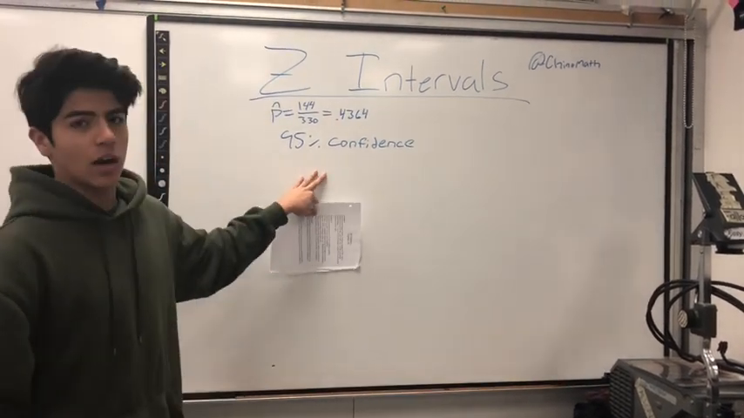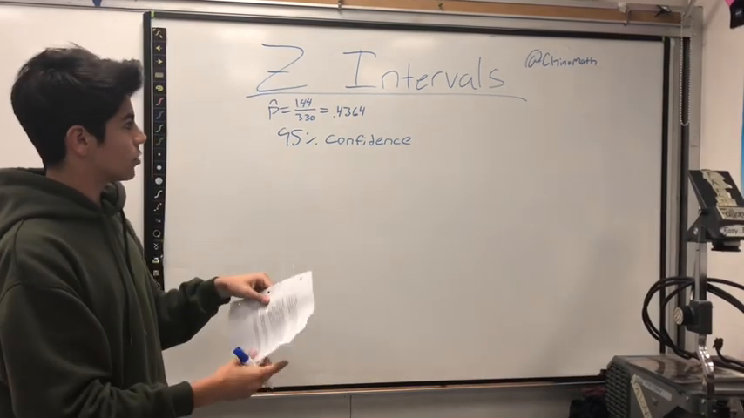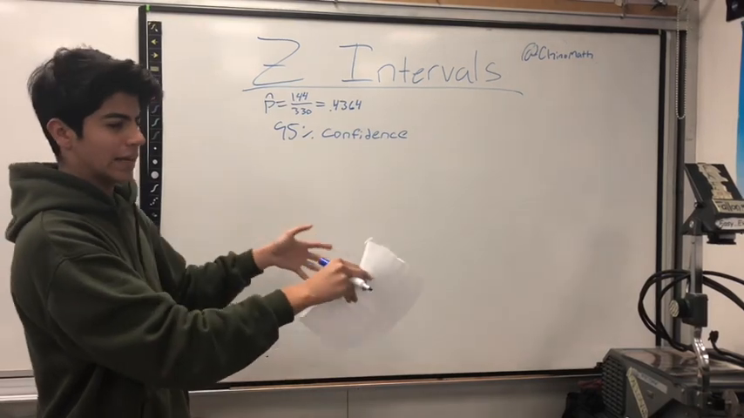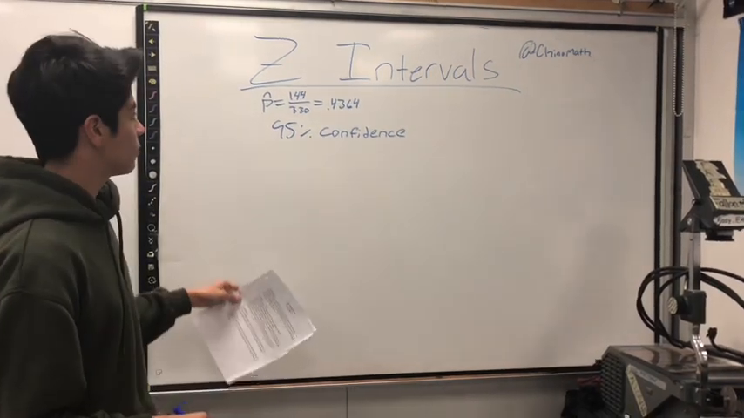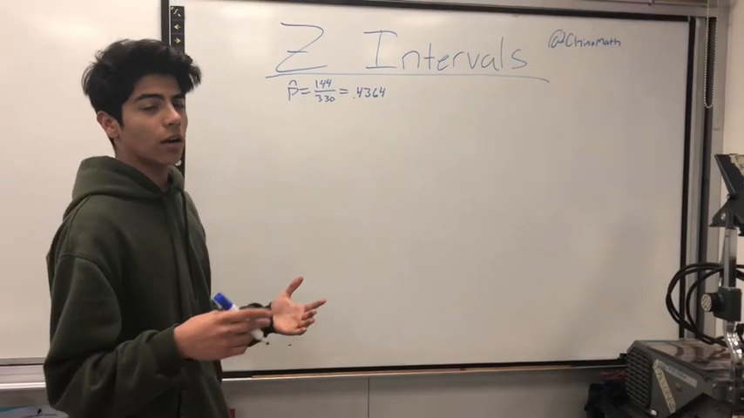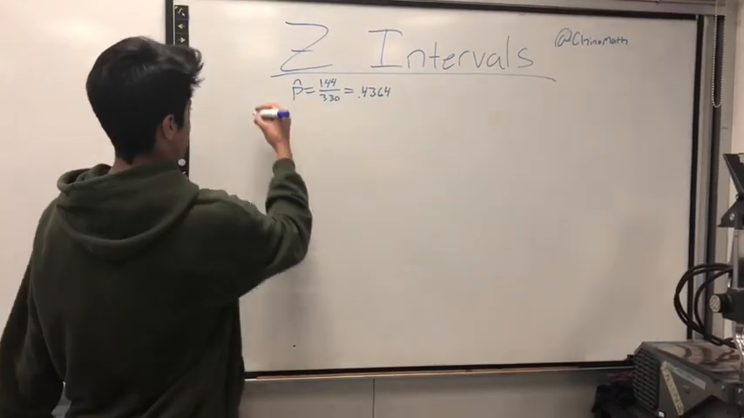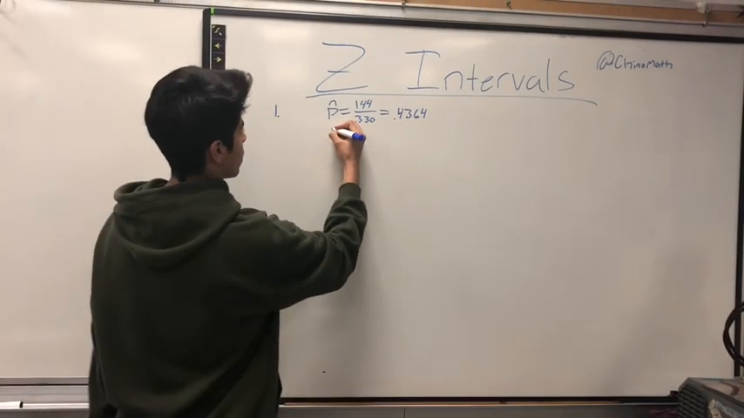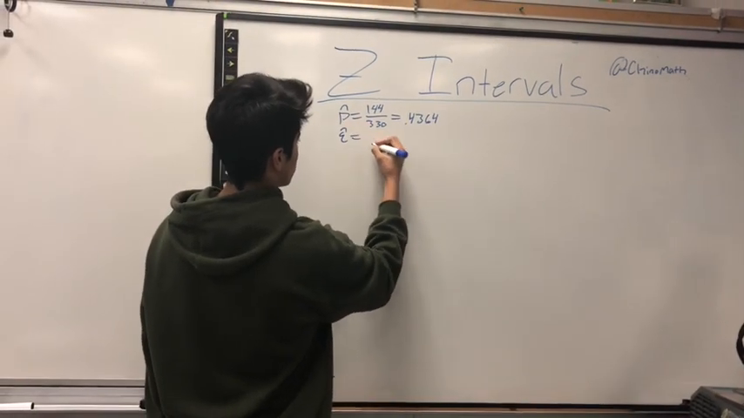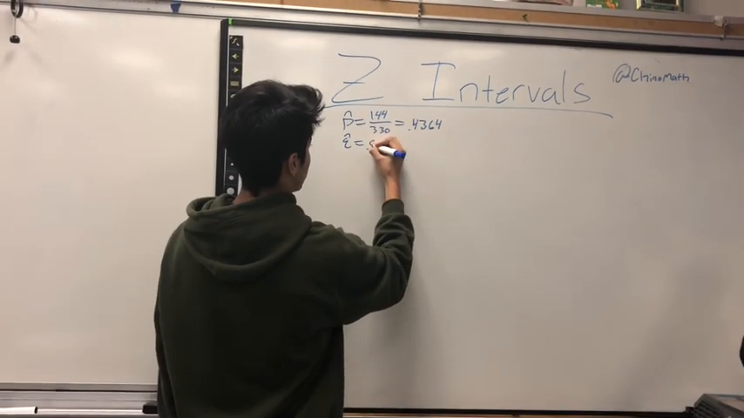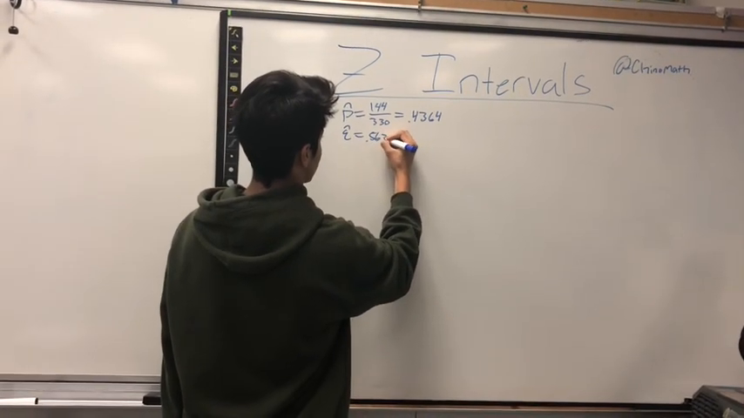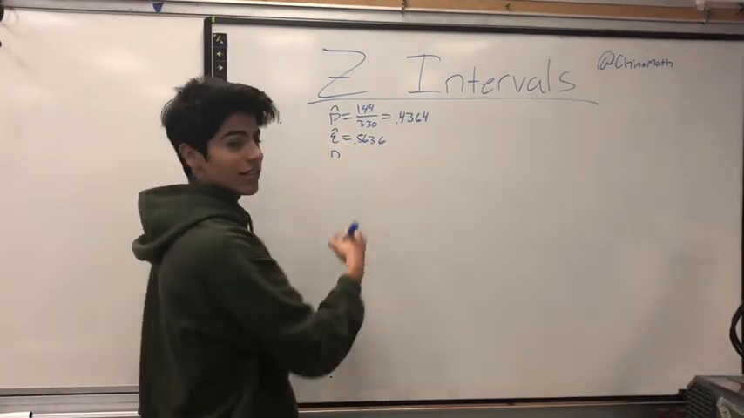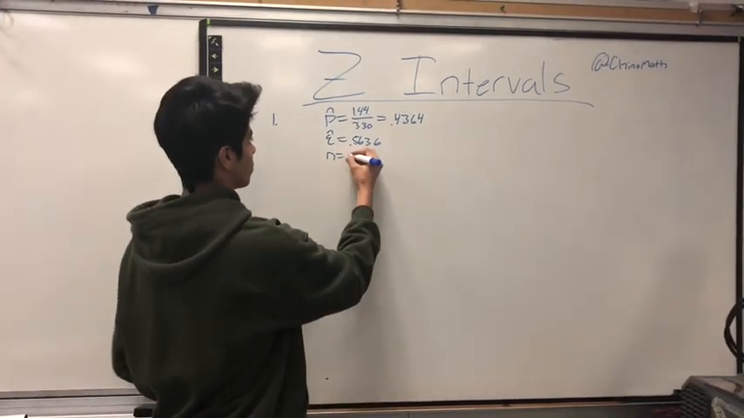A 95% confidence interval is going to give me a conclusion where I'll be 95% confident that my true proportion will be in the interval. We'll get more into that later. The first step of constructing our confidence interval is putting down our sample statistics. So step one, we have our p hat equal to 0.4364, and q is equal to 0.5636, and n is our sample size, which is equal to 330.